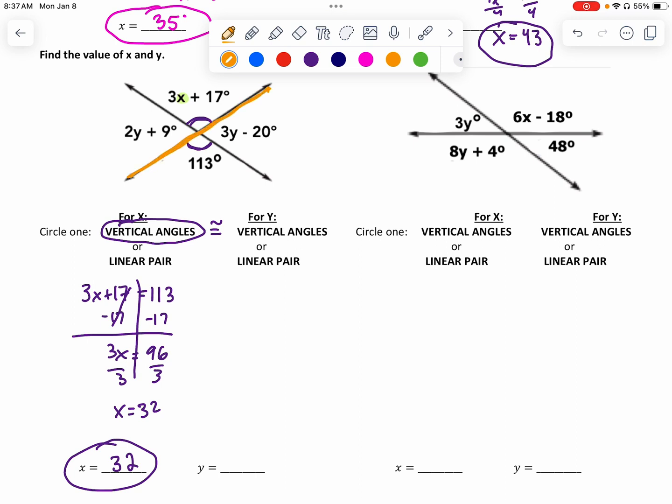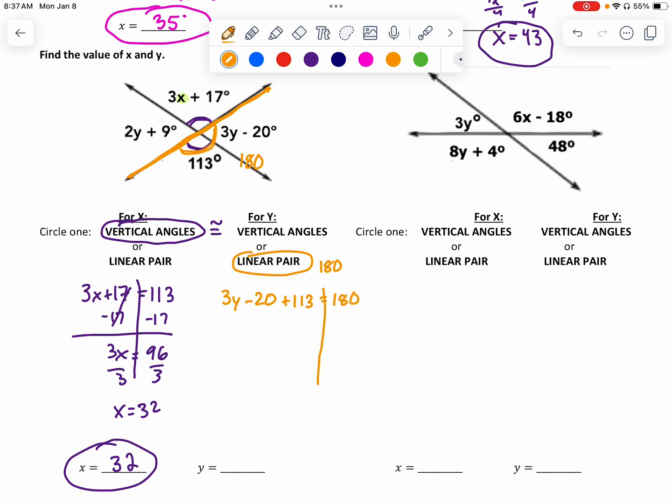So here's that straight line. So I know that these two angles together have to equal the 180. So I'm going to do linear pair. But you also could have done vertical angles. So we are going to do 3y minus 20 plus 113 equals 180.